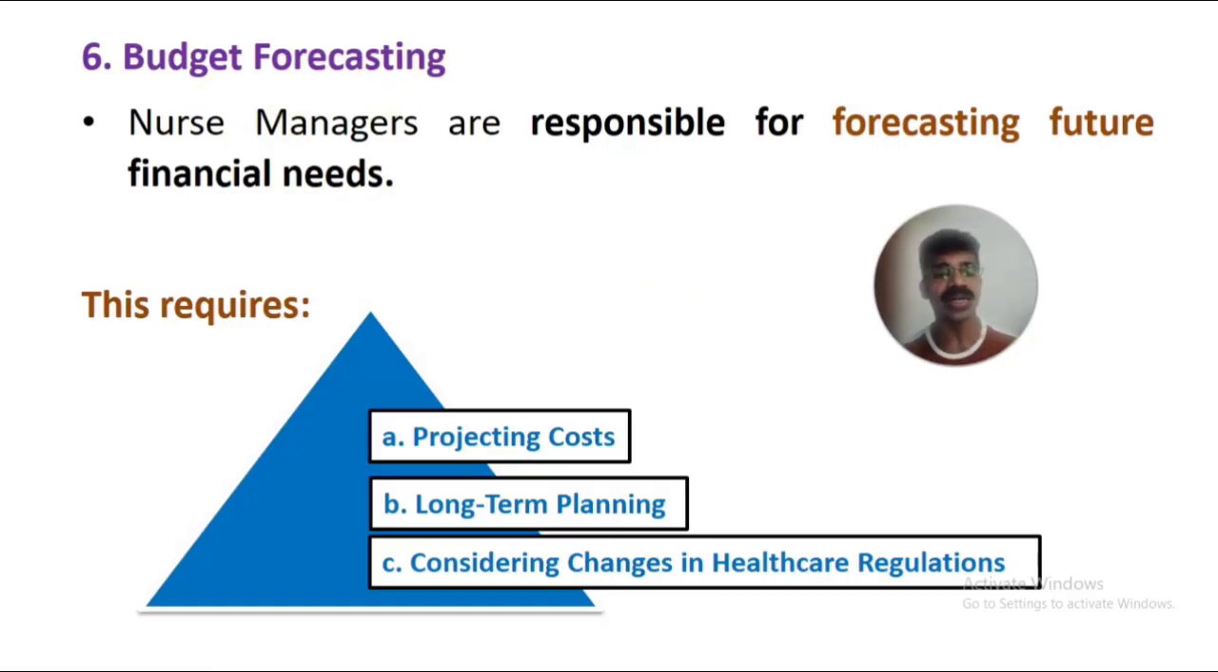The sixth responsibility is related to budget forecasting: forecasting the budget for the nursing department. Nurse managers or nursing superintendents are responsible for forecasting the future financial needs of all the nursing departments or wards of the hospital. It requires projecting the cost or expenditure and long-term planning for financial sustainability, and considering changes in healthcare regulations by the government or other accredited agencies.